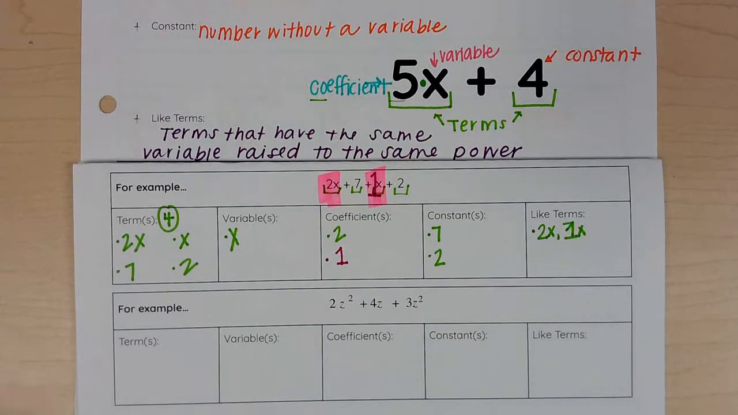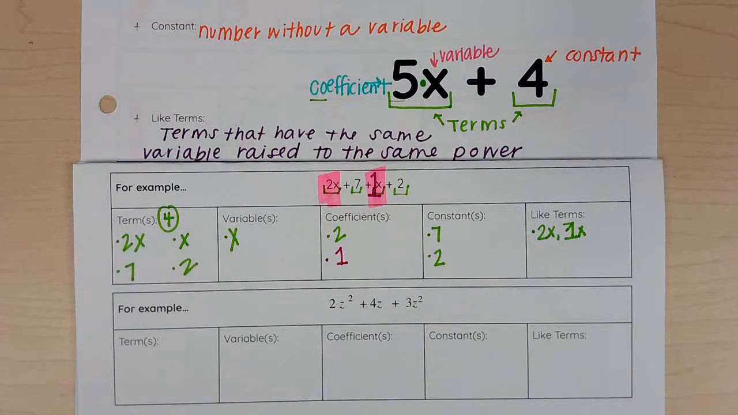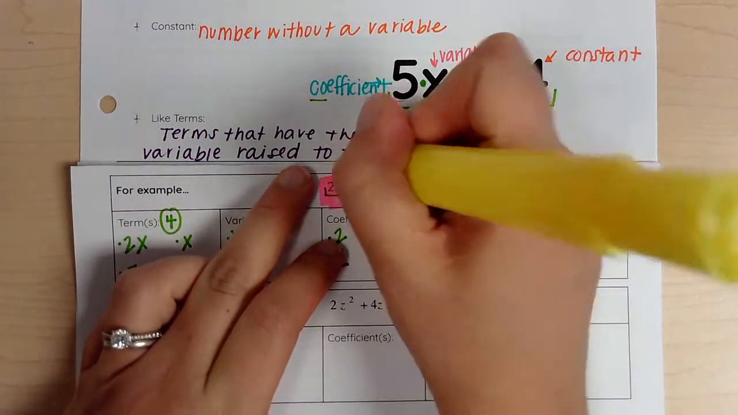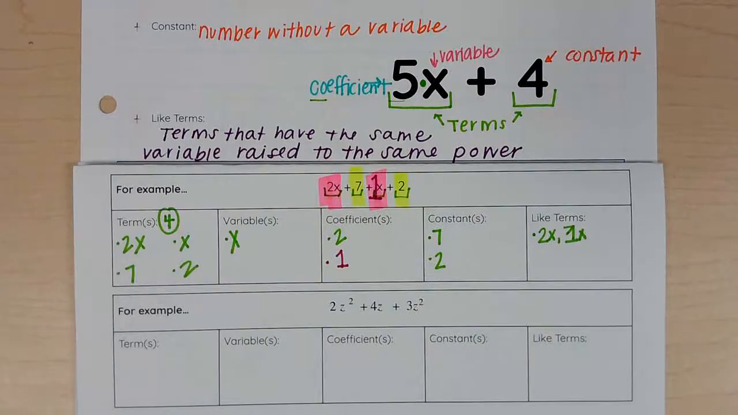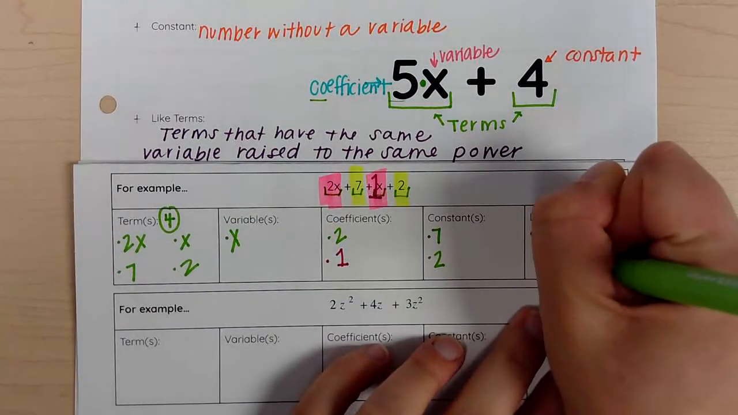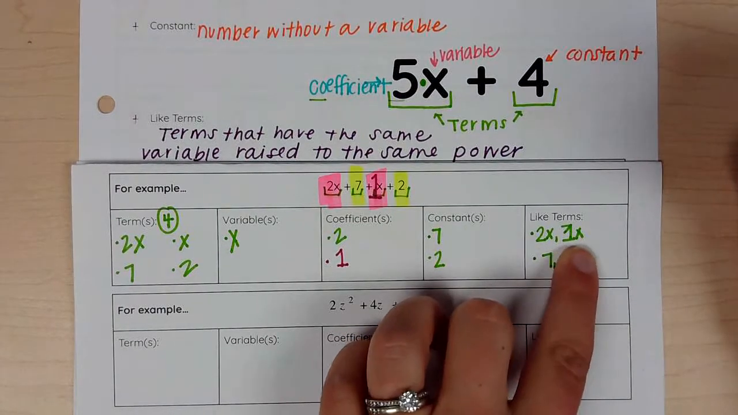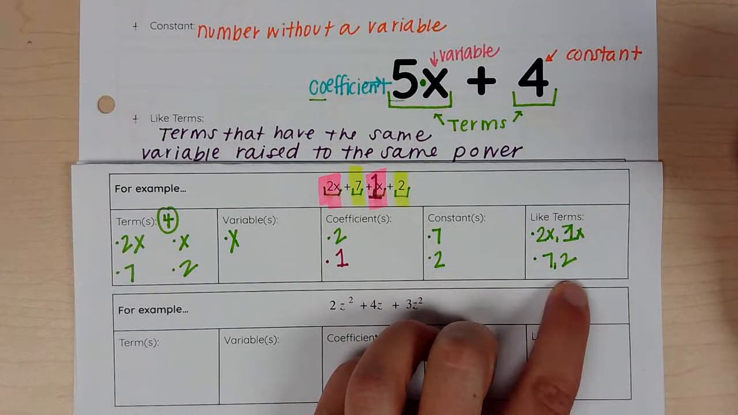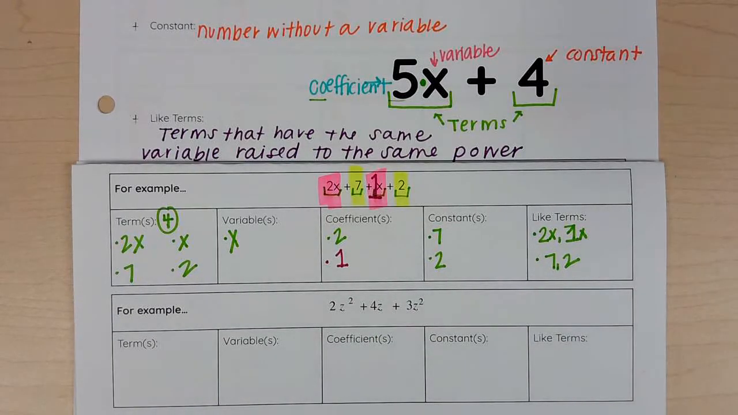Now, if one of these was raised to a power, it would not be a like term. Constants are also considered like terms. They do not have variables, so they are like as well. So my like terms would be 2x and 1x and 7 and 2. All right, let's go ahead and do one more example together.